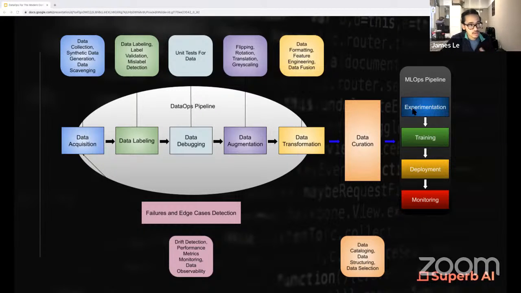After data curation, you go into your MLOps pipeline. You do everything that you want to do with your model. You want to build algorithms. You deploy your model in production. You monitor your model. Then finally, after you get a model in production, you want to close the loop, right? By doing a final step, what I call failures and edge case detection.